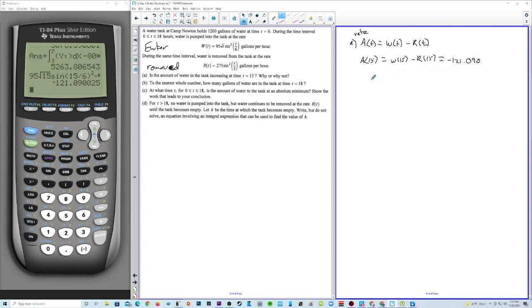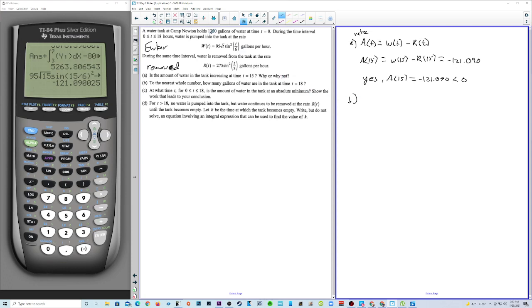What does it say? Is the amount of water in the tank increasing at time t? No. Why or why not? Because A of 15 is equal to negative 121.090, which is less than 0. So the rate is negative, so that means overall we're losing water. So B, to the nearest whole number, how many gallons of water are in the tank at t equals 18?